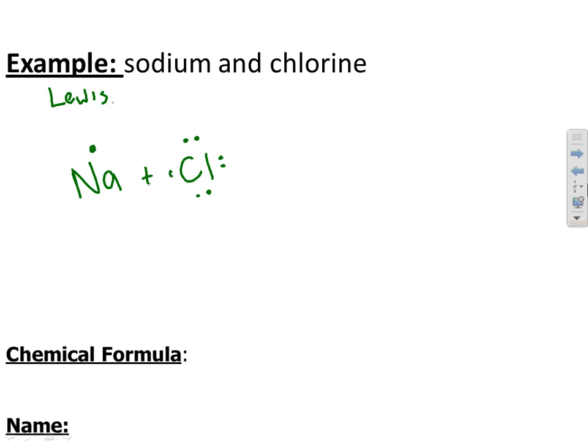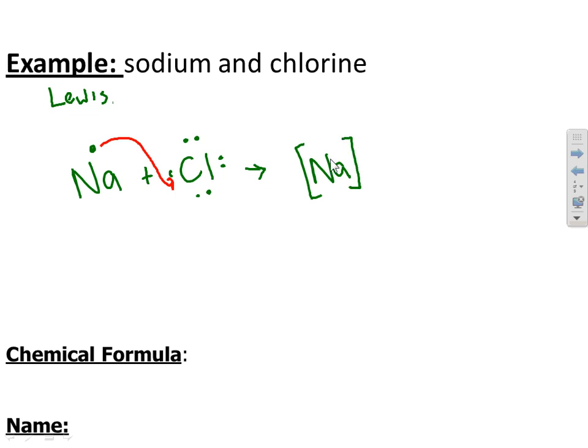Okay. So what happens in the formation of this compound? Well, the 1 electron in the sodium is going to be transferred into the position to complete the outer shell of the chlorine, and that's then going to produce two ions. So the Na has now given up its electron.